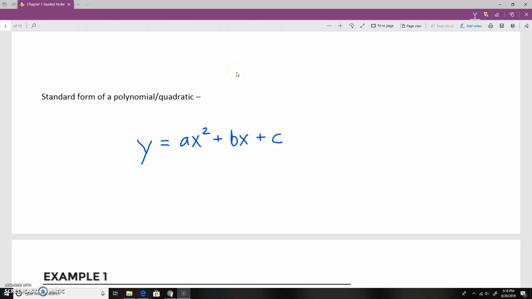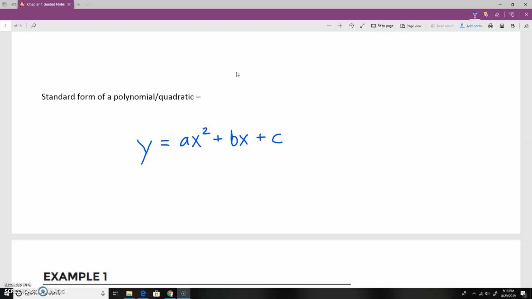Alright guys, we're going to start the second half of Unit 1. In this one, we're going to start off by looking at what are called quadratic equations and quadratic functions. You should have seen these in Algebra 1 or Algebra 2 if you took that.